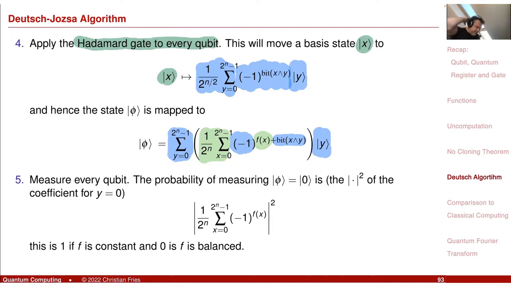Okay, now that looks ugly, that looks complicated, but what is the probability that phi is equal to 0, 0, 0, 0, 0? That's the norm square of the coefficient of ket zero. So that's just this one here for y equals zero.